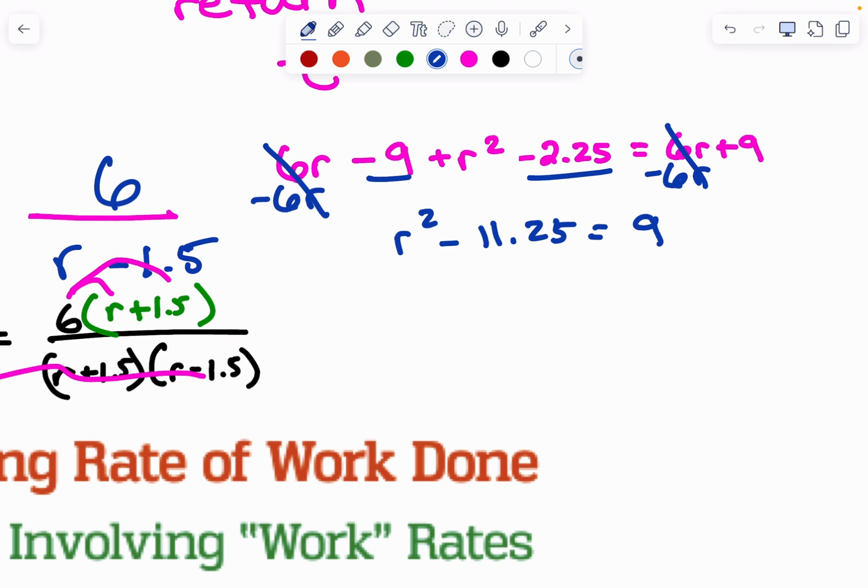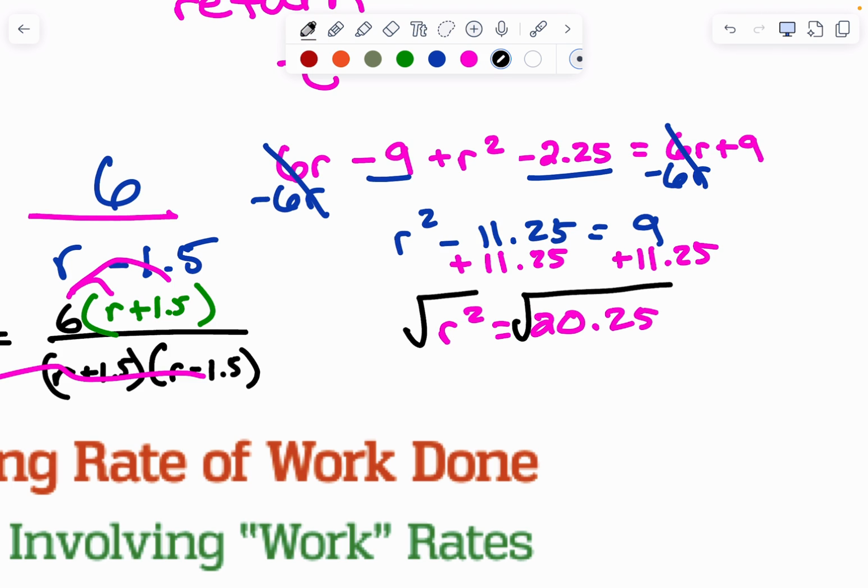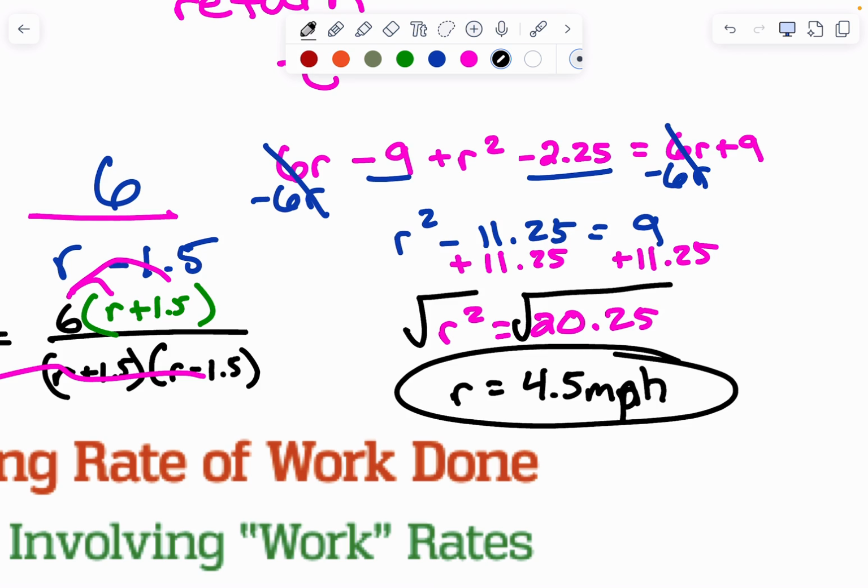Now what do you want to do? I don't want to get everything to one side. I want to bump this 11.25 to the other side because then I can take the square root and be done, right? So I've got R squared is equal to 20.25, and then I take the square root. Now, is it plus and minus? Yes. Technically, we put the square root in there, but what are we talking about? We're talking about a rate. Can you go like a negative 60 miles an hour? No. So it's just positive. We are rowing at a rate of what? 4.5 mph. That is how fast I am rowing. That is my rate. Got it?